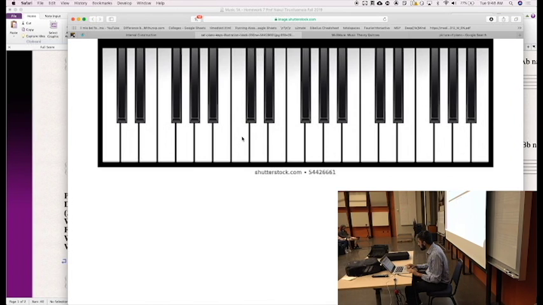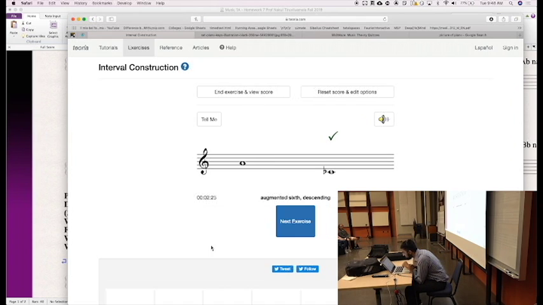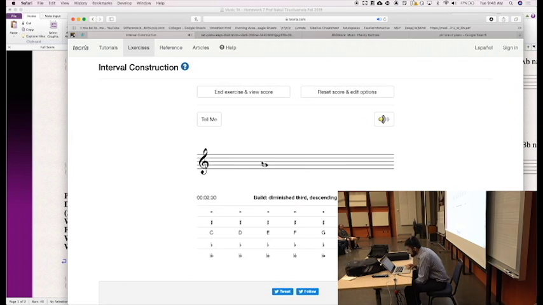So in this case, instead of being C, it would be C flat. I should have said instead of being B, it would be C flat, right? So it's going to be C flat. I'm going to click C flat. We could all enjoy that answer together. Okay, great. Build a diminished third below this note.